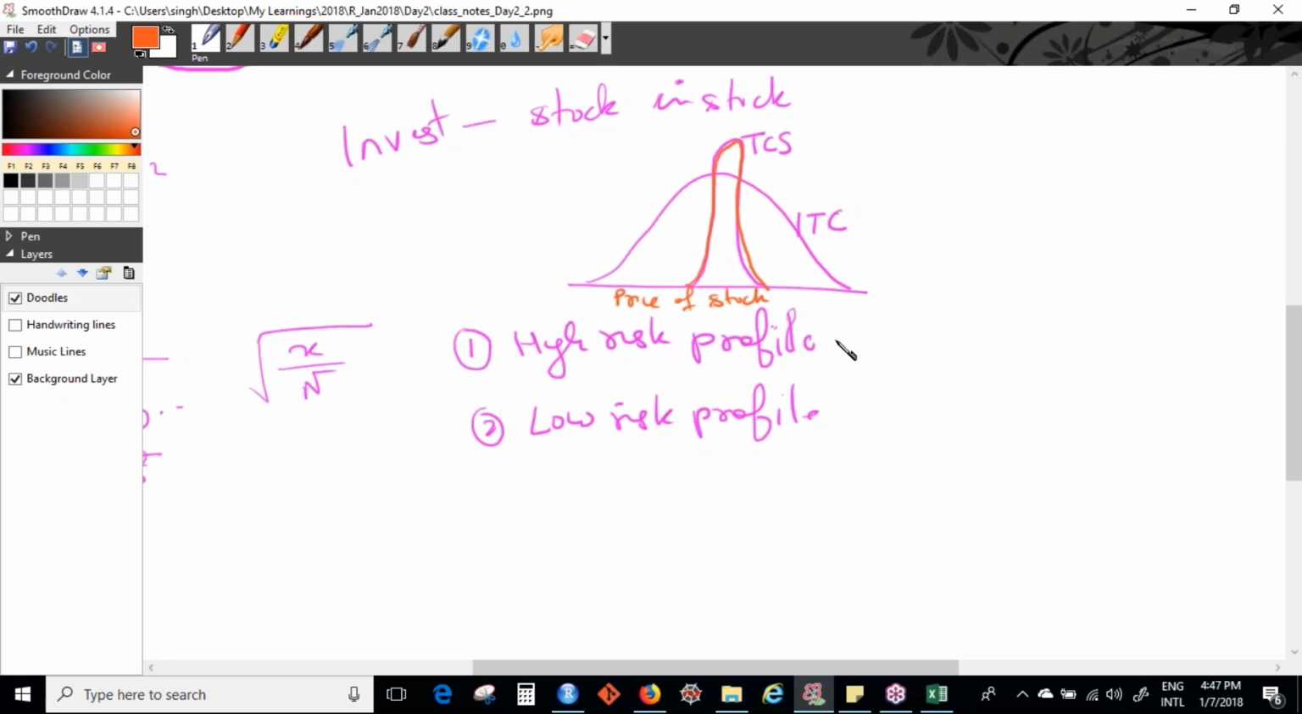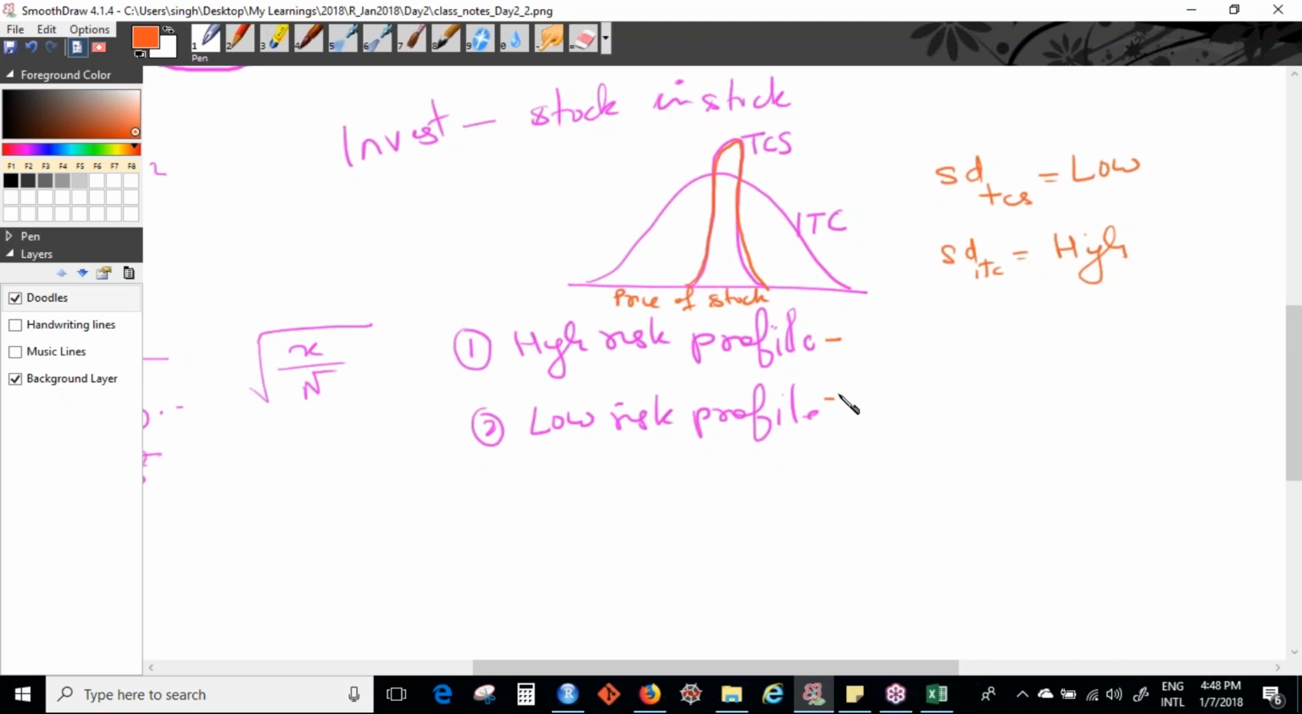High risk profile is TCS. One prefers TCS, so that's what everybody is telling. High risk profile is preferring TCS. What about the others? What do you think? By the way, in terms of standard deviation, which one has higher standard deviation? The standard deviation of TCS and the standard deviation of ITC. Which one is higher? ITC has higher SD. So ITC standard deviation is high. For this, it is low.